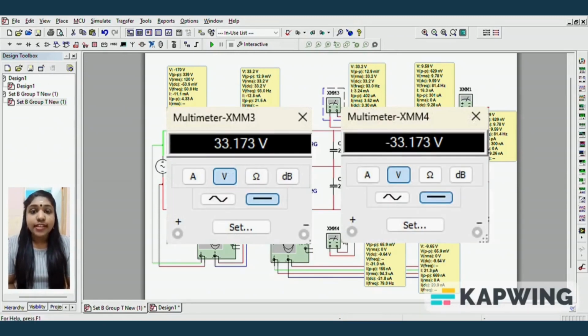The voltage and current in the LM7909 regulator are likely to be similar to the voltage and current in the LM7809 regulator. However, the negative voltage output of the LM7909, that is negative 33.172 volts, means that the current will flow in the opposite direction.